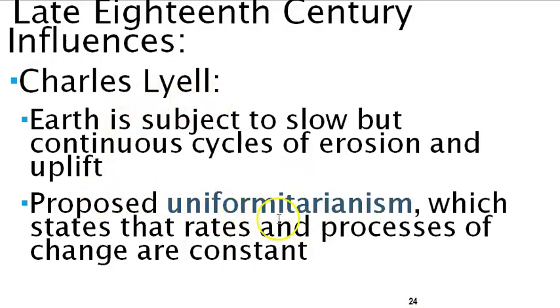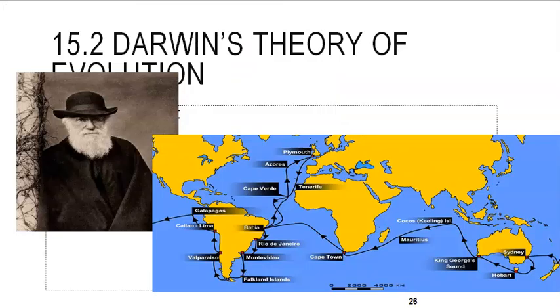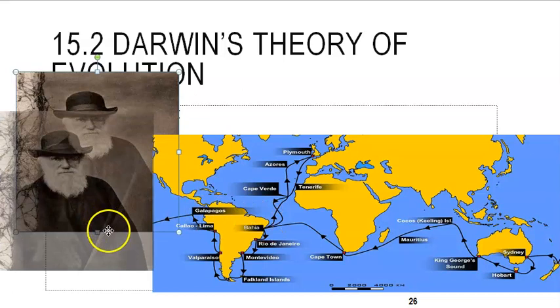Lyell, of course, proposed uniformitarianism. Rates and process of change are constant over time. The Earth is subject to slow change, meaning millions and millions and millions of years. This is Lamarck. So each giraffe had short necks. They stretched. The ones that stretched the most passed the way they lived onto their kids. Okay, so here's Darwin when he was an old man. He wasn't this age when he went on this 5-year journey.